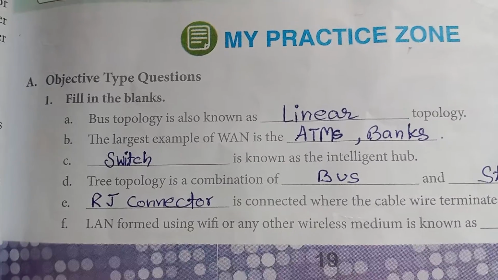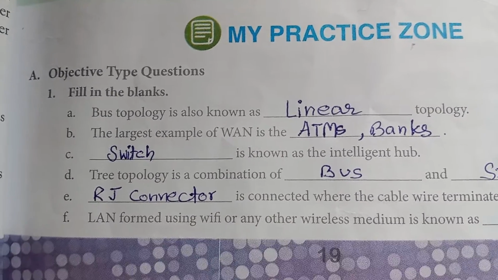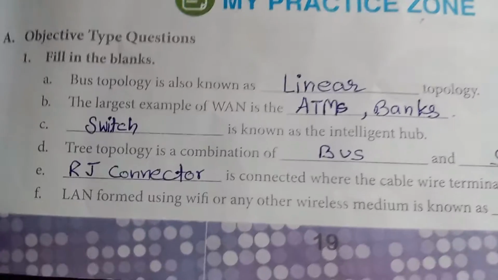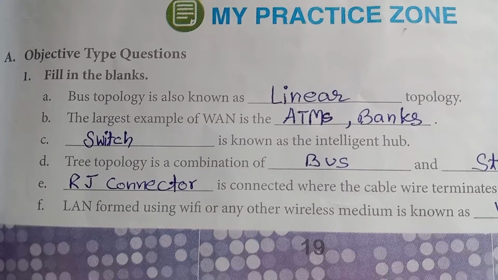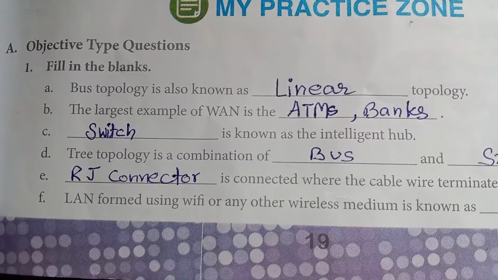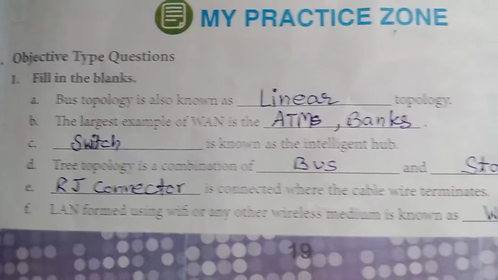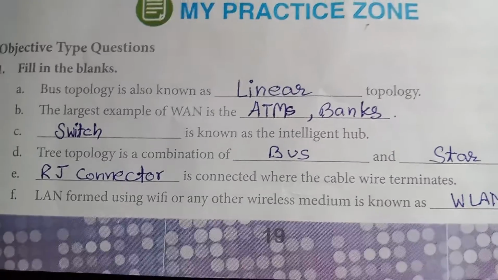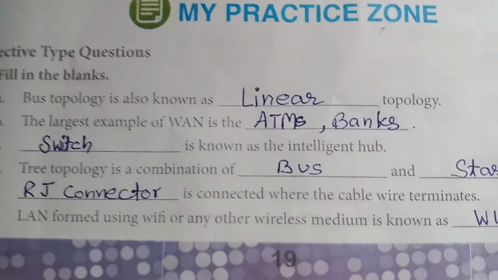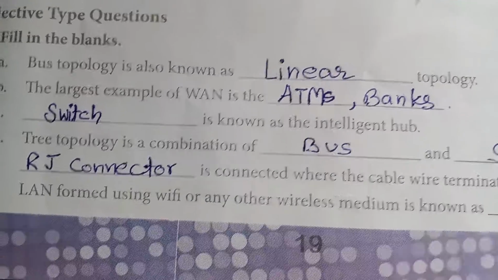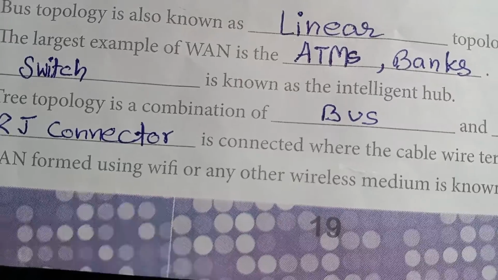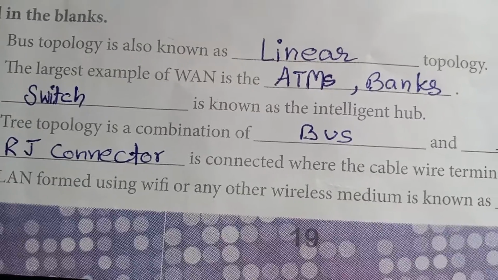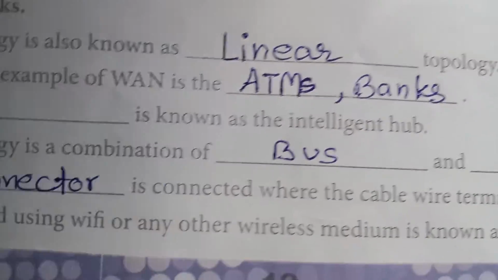Then the third one, dash is not an intelligent hub. Which one? Switches are known as the intelligent hub. Tree topology is a combination of bus and star topology. Yes, in bus and star topologies, what happens in bus topology? I will tell you in brief about the bus topology.